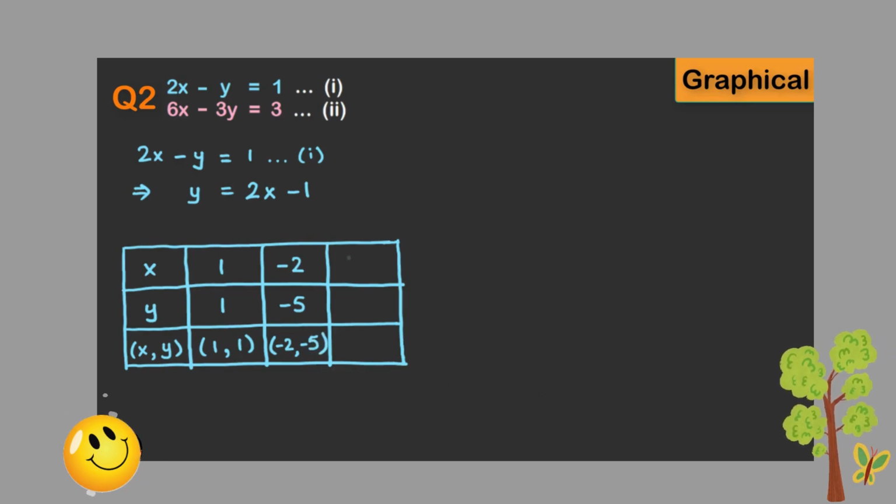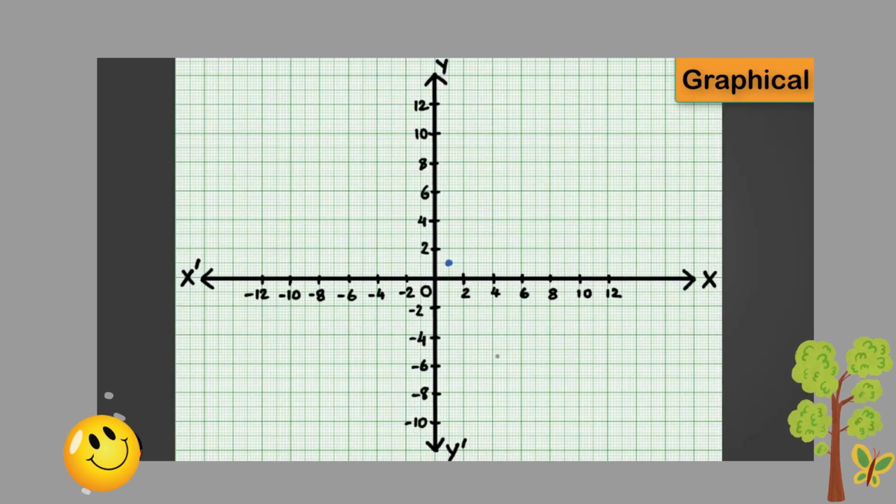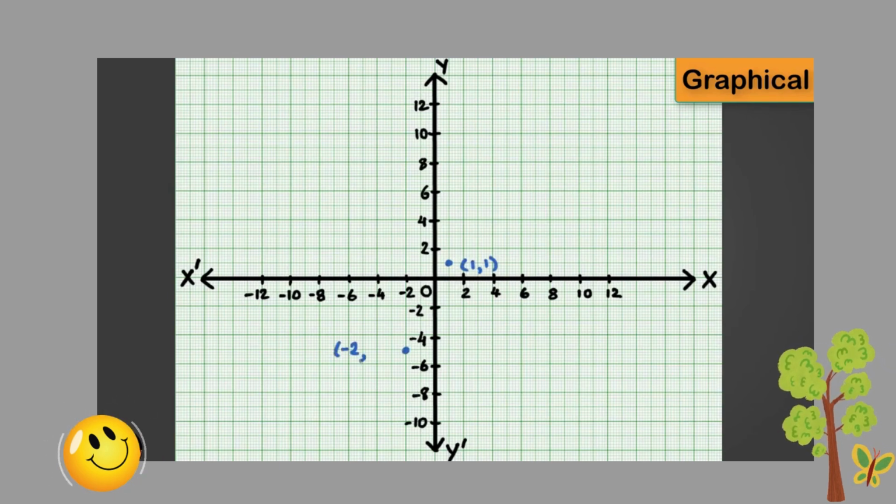For the third point, let's take x equal to 3, and on solving, we get y equal to 5. So we have our third point, 3 comma 5. Now let's plot the 3 points of the first equation on our graph paper.